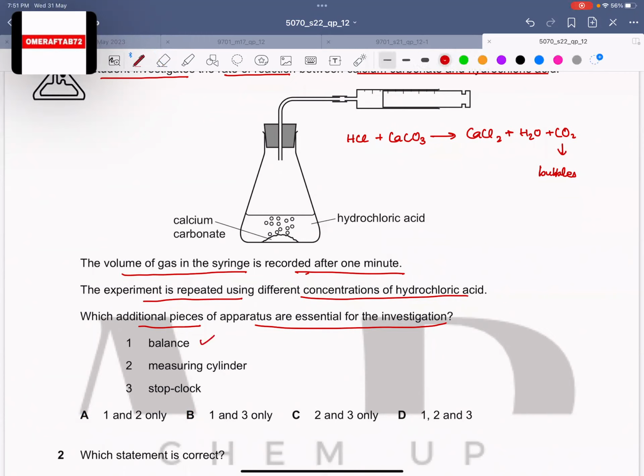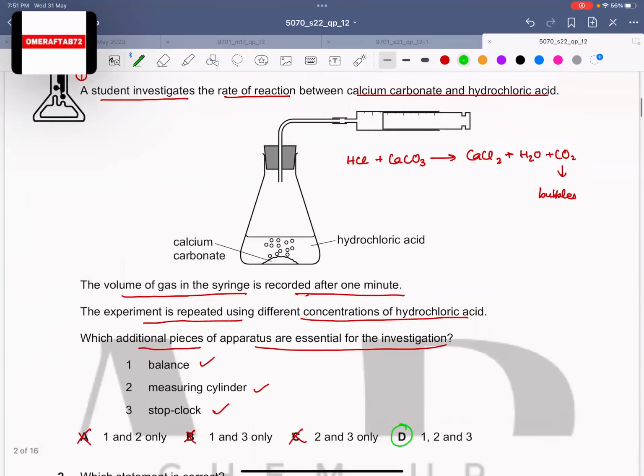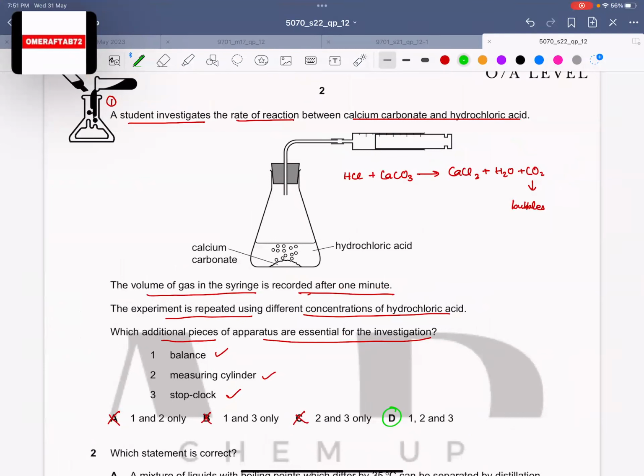A measuring cylinder is also needed every time. Why? Because we are pouring the same volume of hydrochloric acid, whatever the concentration, so a measuring cylinder is also needed. And the stop clock is needed to record the time because it's a rate of reaction. So A, B, and C go wrong, and D is your correct answer. Is this clear to everyone? Yes, Rayyan, yes, Hassan, Abdullah, Fahad. Yes, sir.